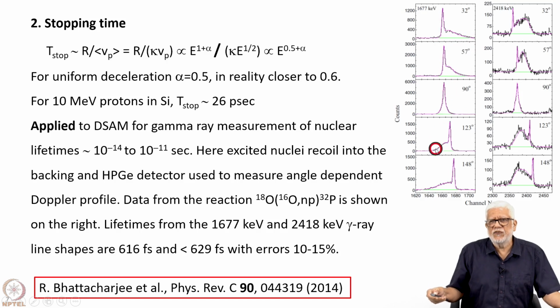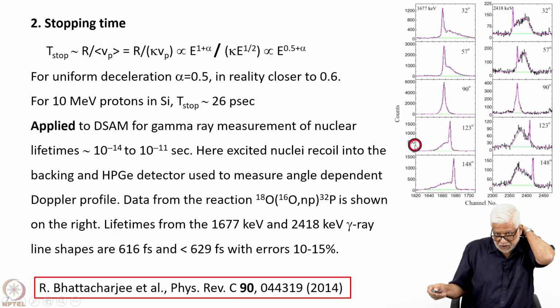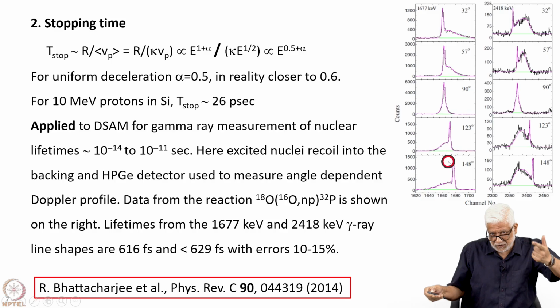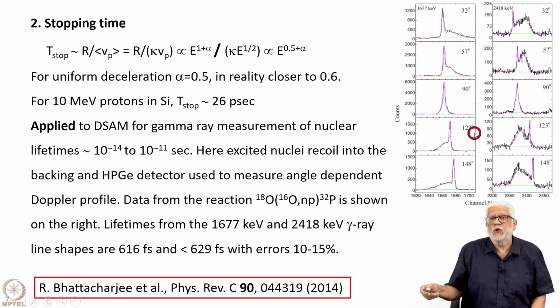And then you can fit this to extract the lifetime, because you have at least fairly good estimates of the stopping power of the recoil ions in the material into which they are recoiling. You can also see that at 90 degrees, to first order, the Doppler shift is 0. When you go to backward angles, of course, you have lower energies, and this picture reverses.